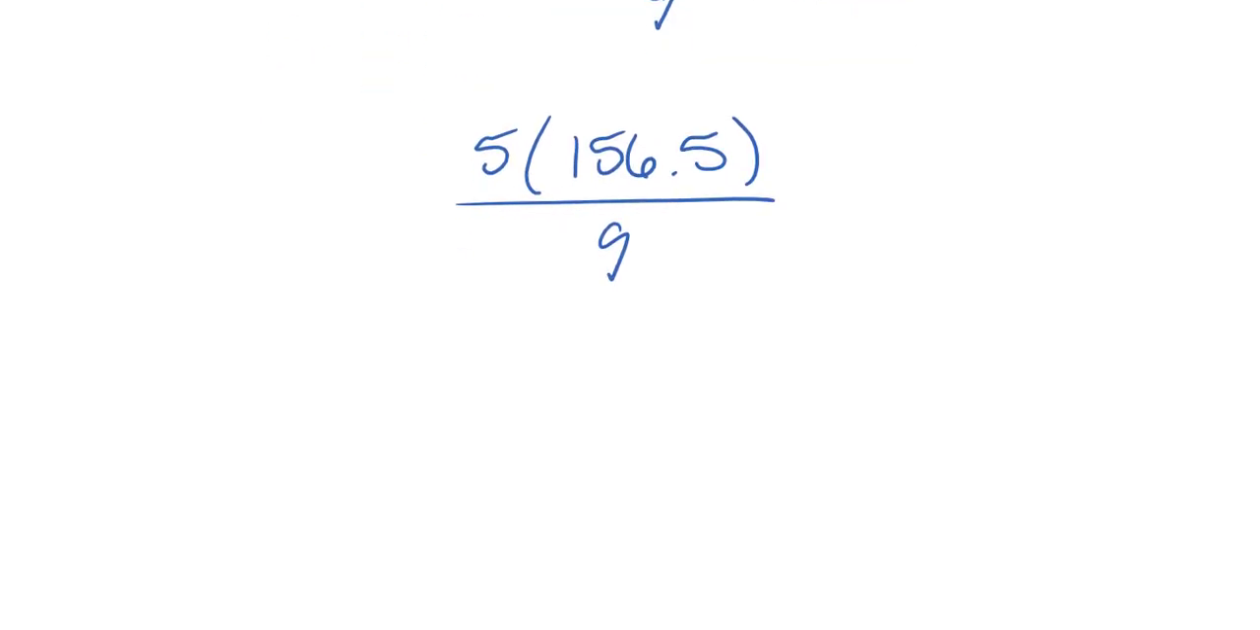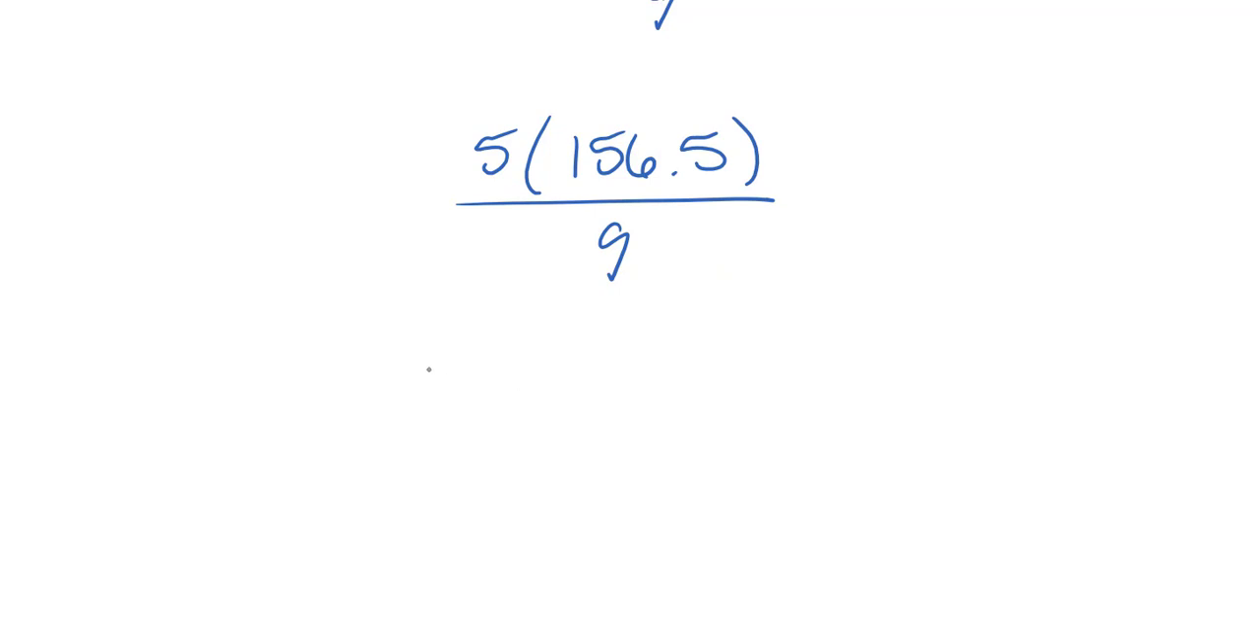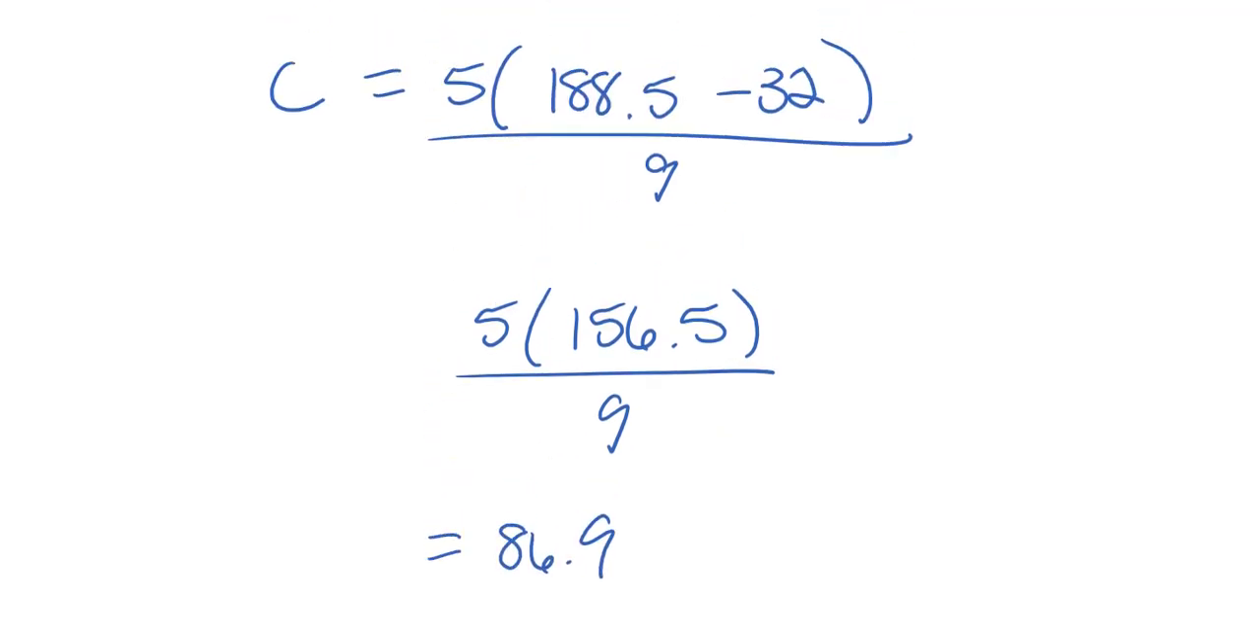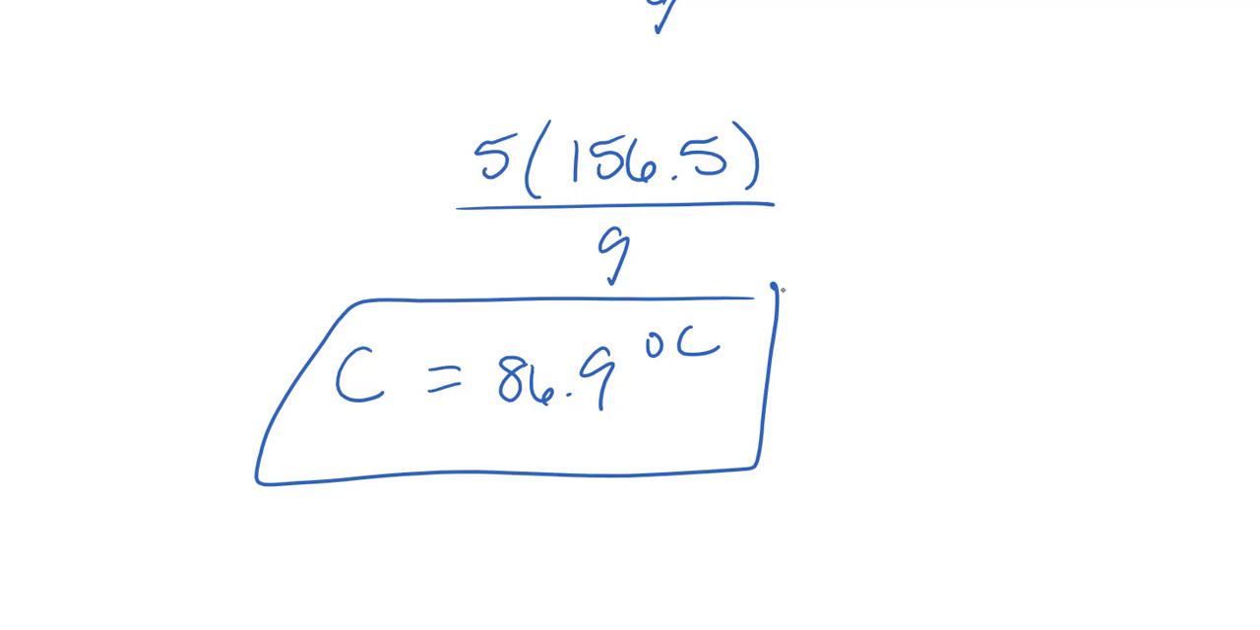So we're going to multiply first and then divide by 9. So multiply by 5, divide by 9, and we get 86.9. So 86.9, and this is in Celsius. So that's our temperature in Celsius.